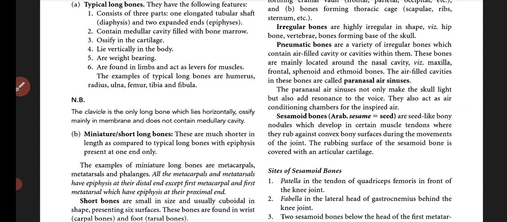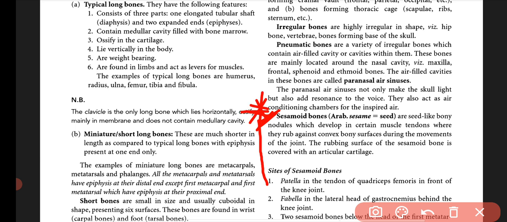The next one, we'll go to the sesamoid bones. Most importantly, it comes under the short note. It is a most important topic. It comes as a short note of 3 marks or 5 marks, whichever, on the sesamoid bone. Most importantly, this short note comes in exams.